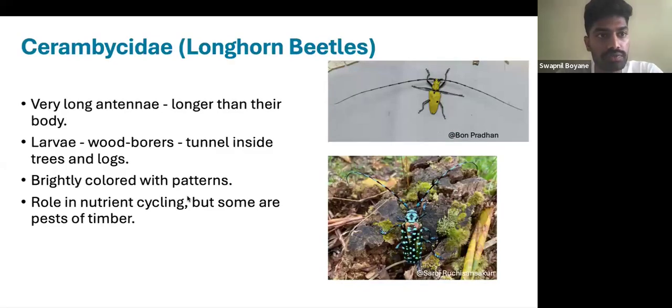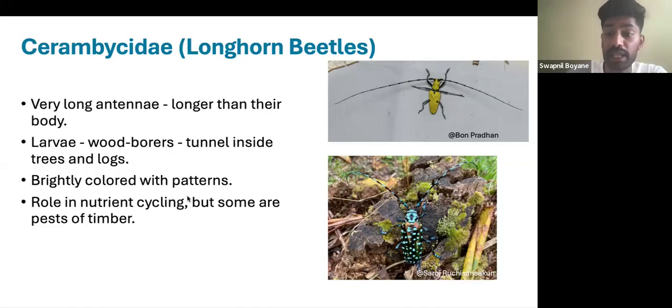Next, this is one of my favorite families. The reason I'm saying that is because when I started collecting insects, one of the insects that drew my attention was the longhorn beetle. And we might have seen the mango stem borer. The reason they're called stem borers is because they live inside live timber trees or oak trees, or for that matter even mango trees.